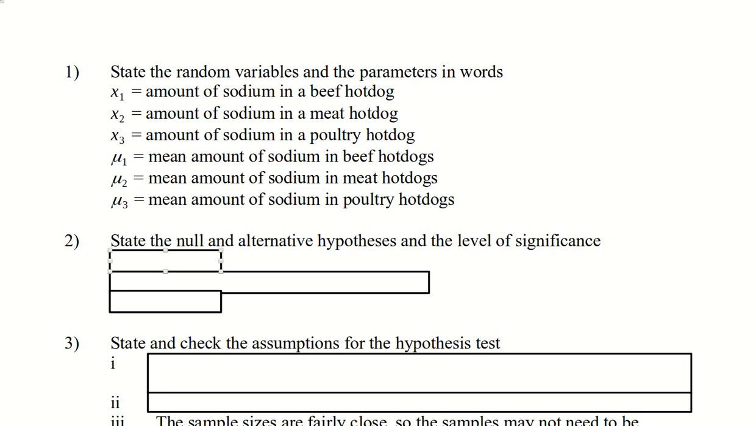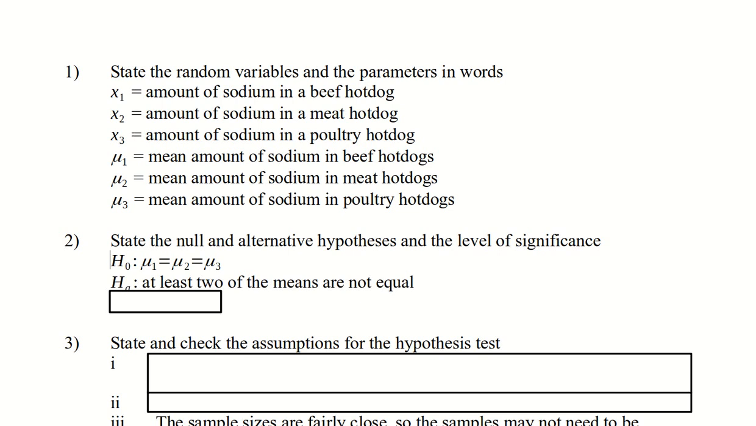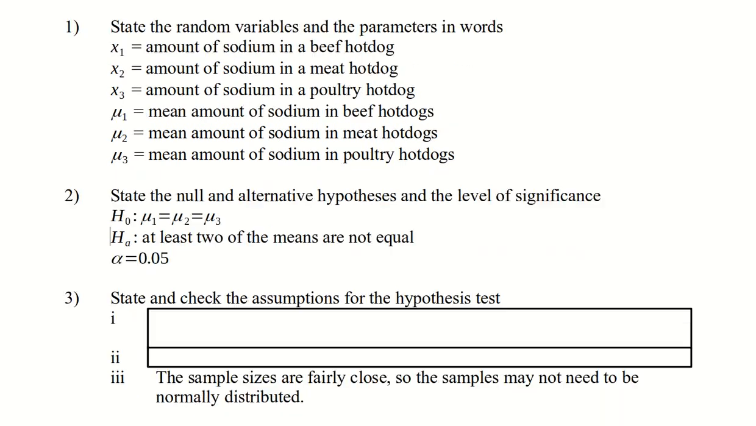We now state the null and alternative hypotheses. The null hypothesis is there's nothing to see. All 3 means are the same. The alternative is at least 2 of the means are not the same. And we remind ourselves that our level of significance was 5%.